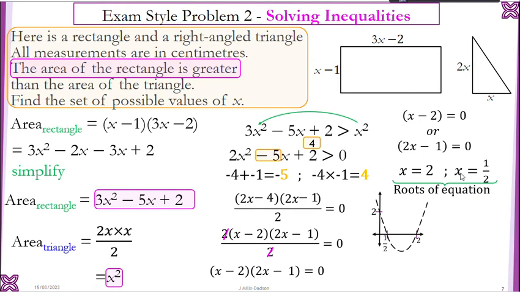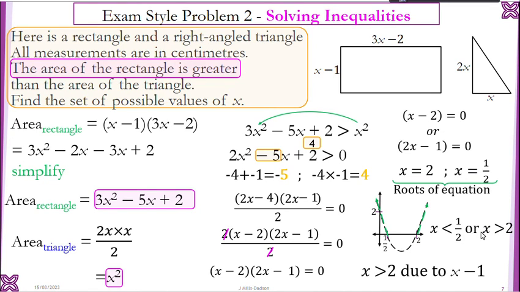Now what we need to do next is we sketch the graph to know the range of values. The roots are 2 and half. The y-intercept is 2, and it's a U-shaped graph. So this is done. If you look at this carefully, we are looking for y is bigger than 0. Y bigger than 0 is the top part of the graph, and it happens when x is less than half and when it's more than 2.